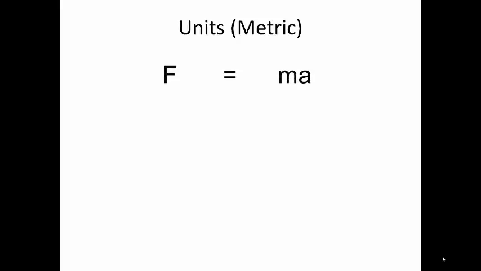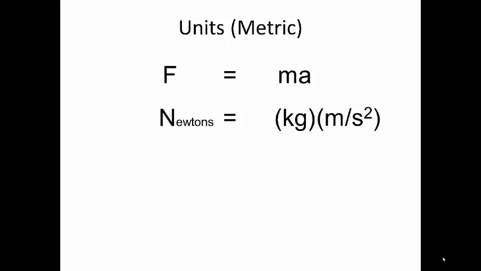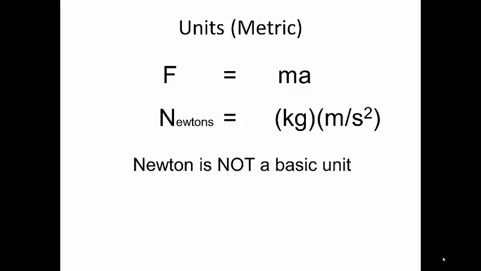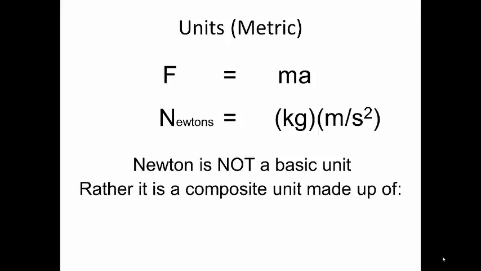For metric, when we have forces equal to mass times acceleration, our forces are in newtons, masses are in kilograms, and accelerations are in meters per second squared. Notice that a newton is not a basic unit. It is made up of different components: kilograms, meters, and seconds. So a newton is a kilogram meter per second squared. We can break down the newton into its base components, but we can't break down a kilogram any further. We can't break down a meter any further, and we can't break down a second any further.